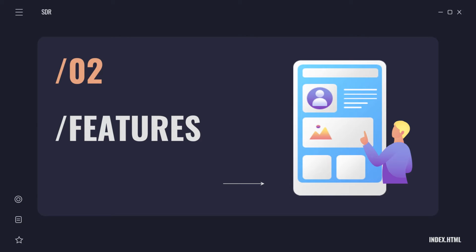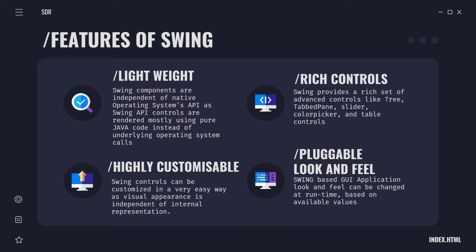Next, we are going to see what are all the features that allow us to choose Swing over any other GUI application development platforms. There are four main reasons for choosing Swing over other controls. The main features of Swing are that it is lightweight, it has rich controls, it is highly customizable, and it has a pluggable look and feel. Swing components are independent of the native operating system's API, as Swing API controls are rendered mostly using pure Java code instead of underlying operating system calls. This makes Swing applications very lightweight and portable.